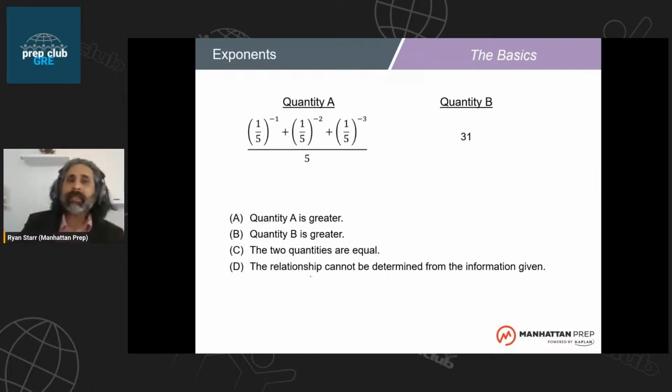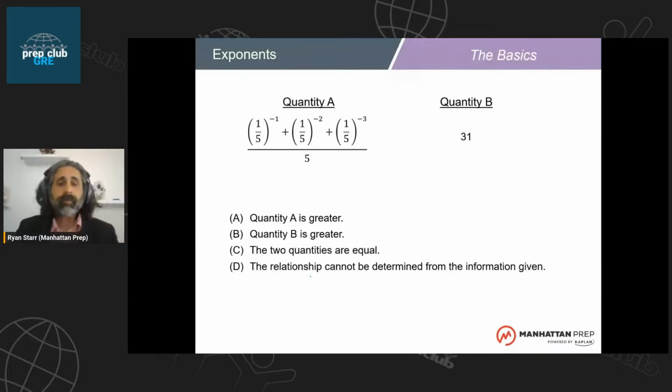If in some cases A is bigger and in some cases B is bigger, or in some cases B is bigger and in other cases the two quantities are equal. If you can show that the relationship between these two quantities is not certain, is not fixed in place, if you can show that two different relationships between these quantities are possible, that's when you pick D.